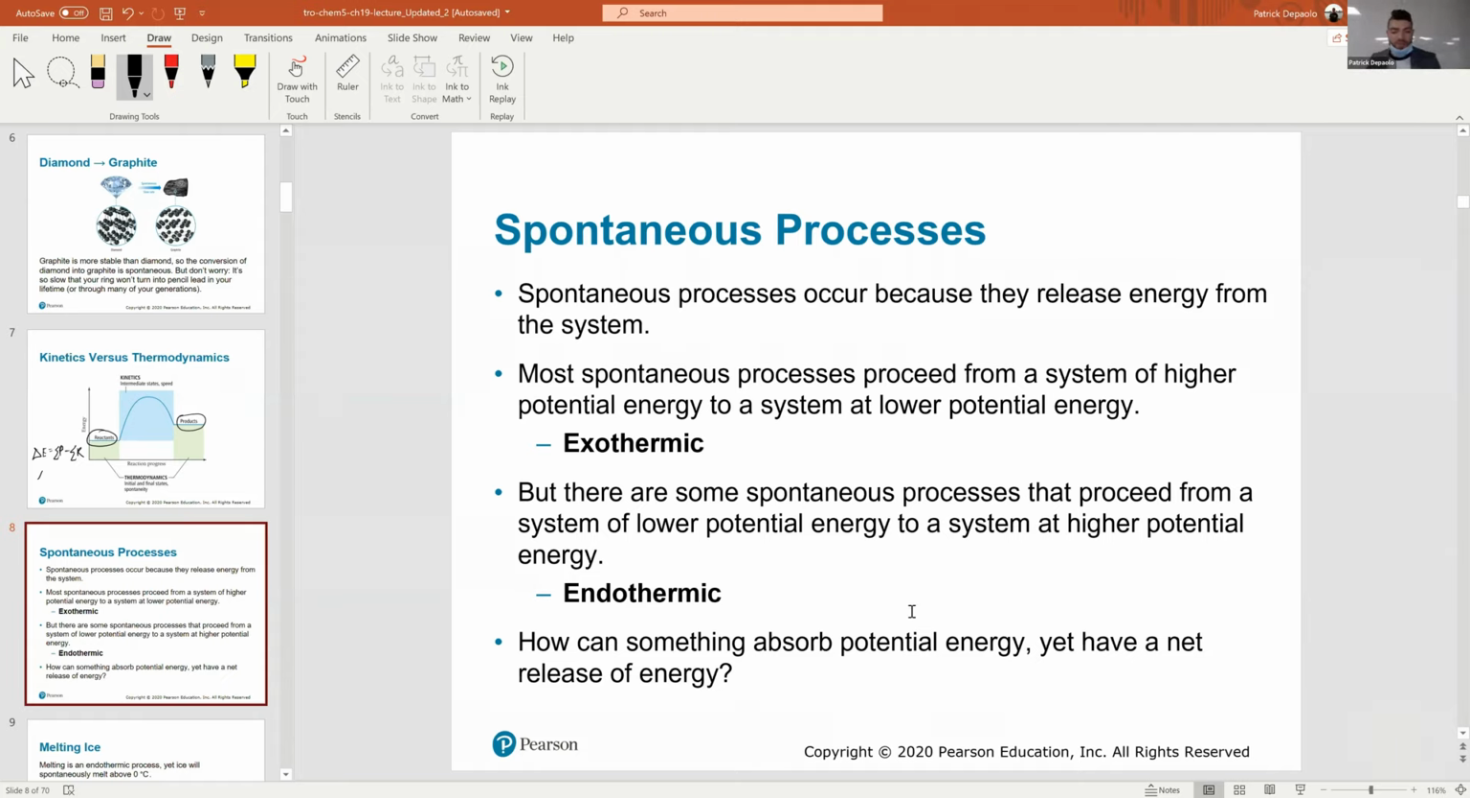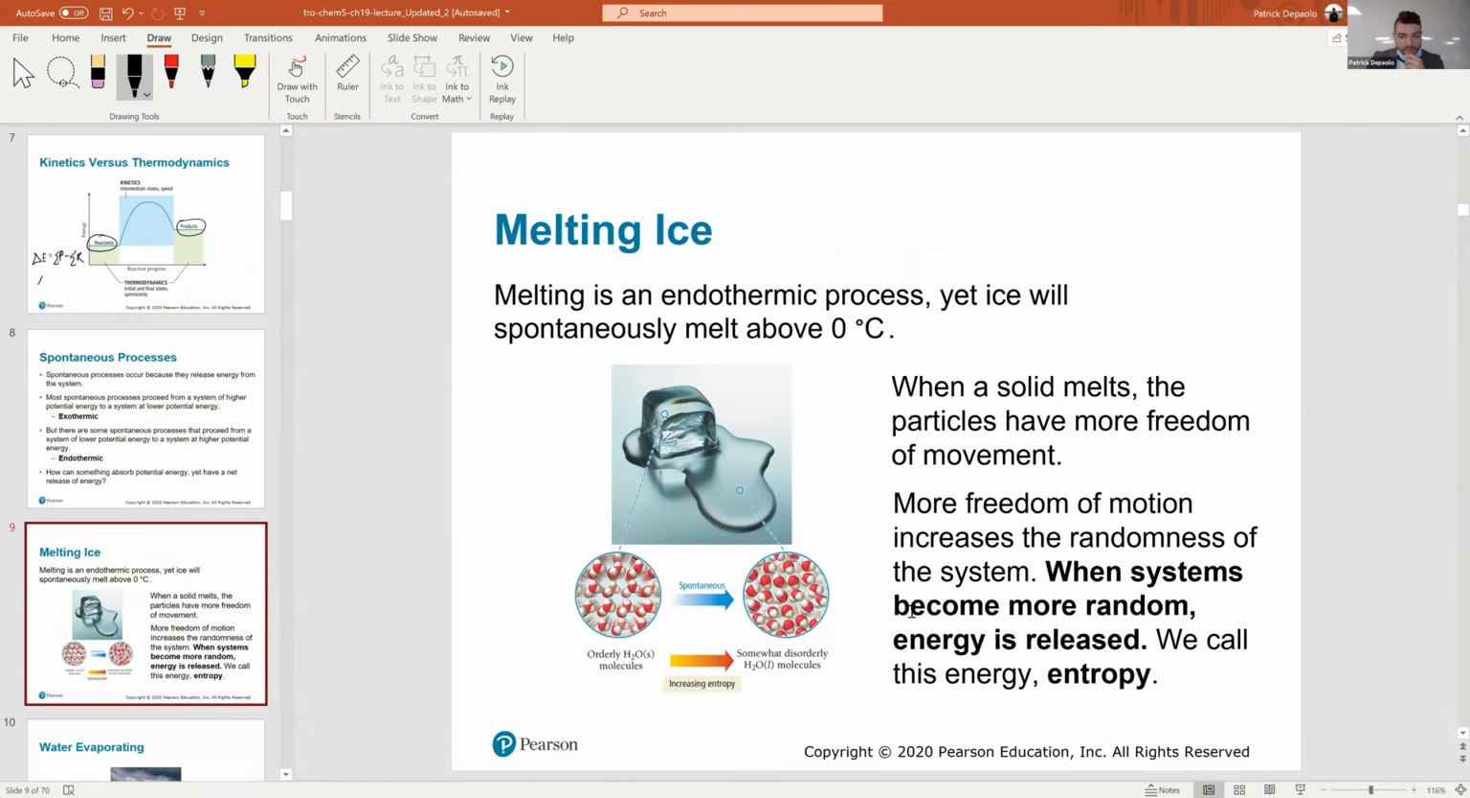So the question that I asked before is, how can something just spontaneously absorb energy? How does that make sense? But also release energy into the environment. That makes even less sense. And the answer is entropy.